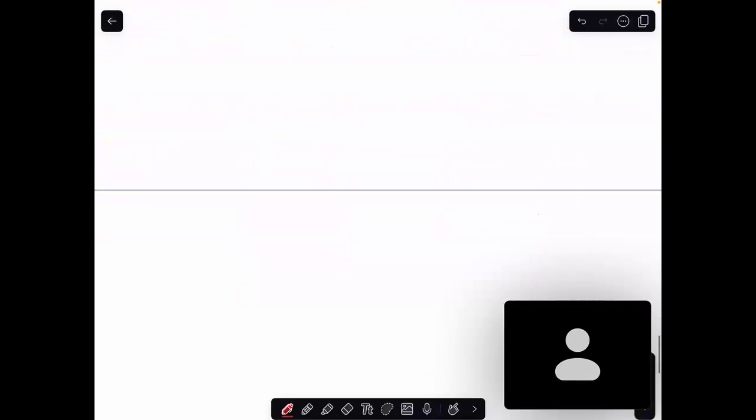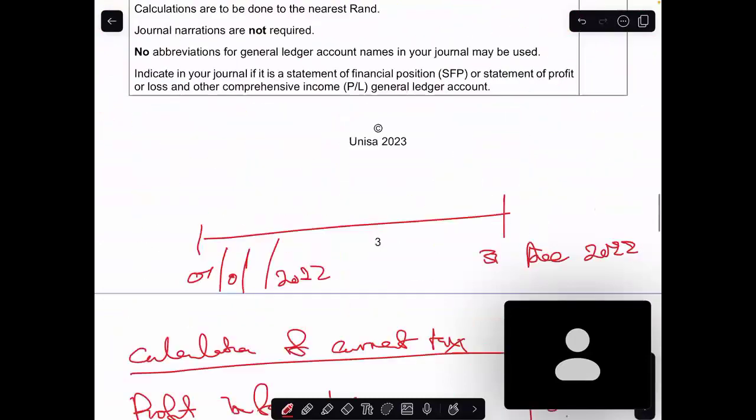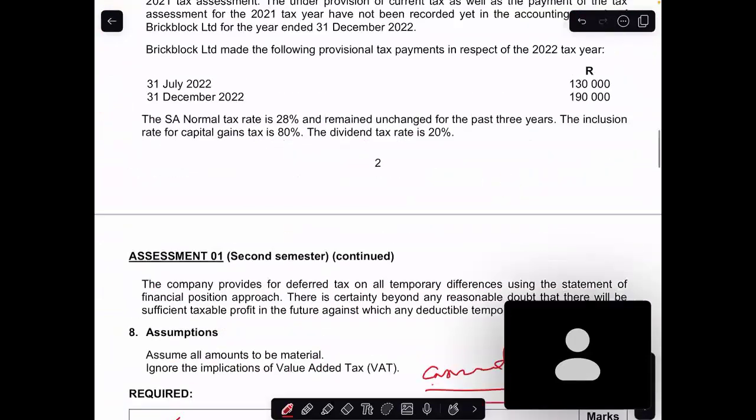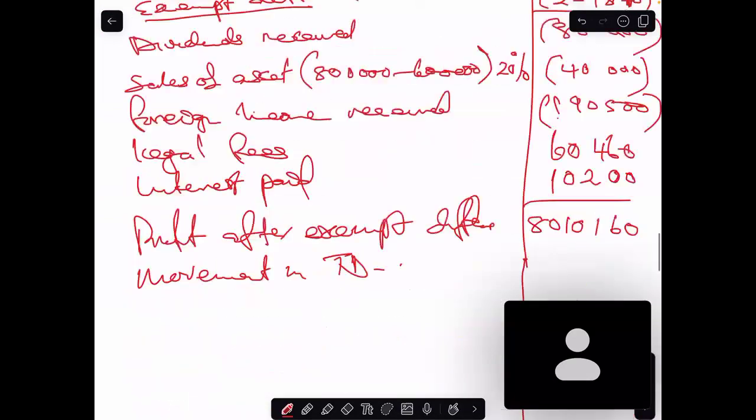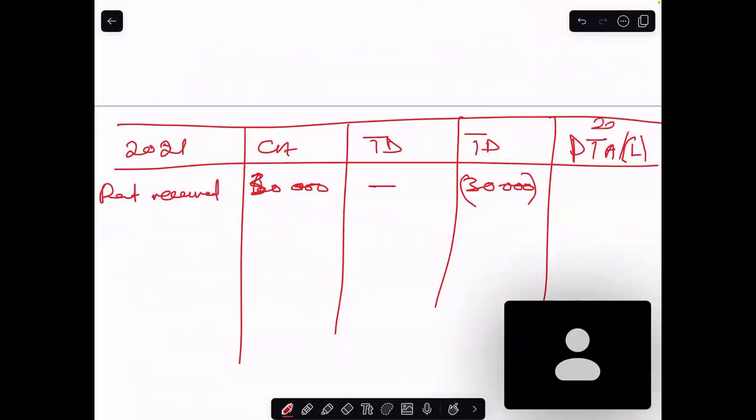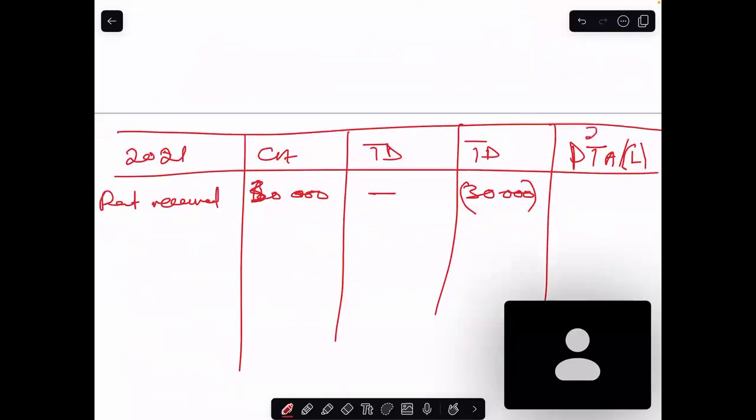But now we did not check the tax rate. What is more important is to read through your information and find the tax rate, etc. They say the SARS normal tax rate is 28% and remained unchanged for the past 3 years. The inclusion rate for capital gain is 80%. The dividend tax is what? 20%. So our tax rate is 28%. So we're going to use 28% here. So 30,000 times 28%, how much is it?